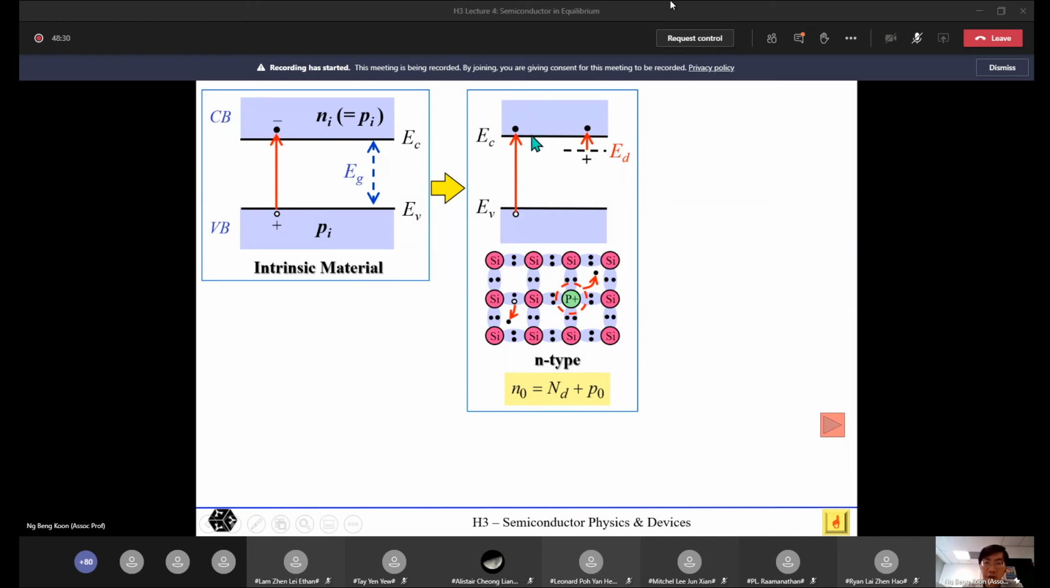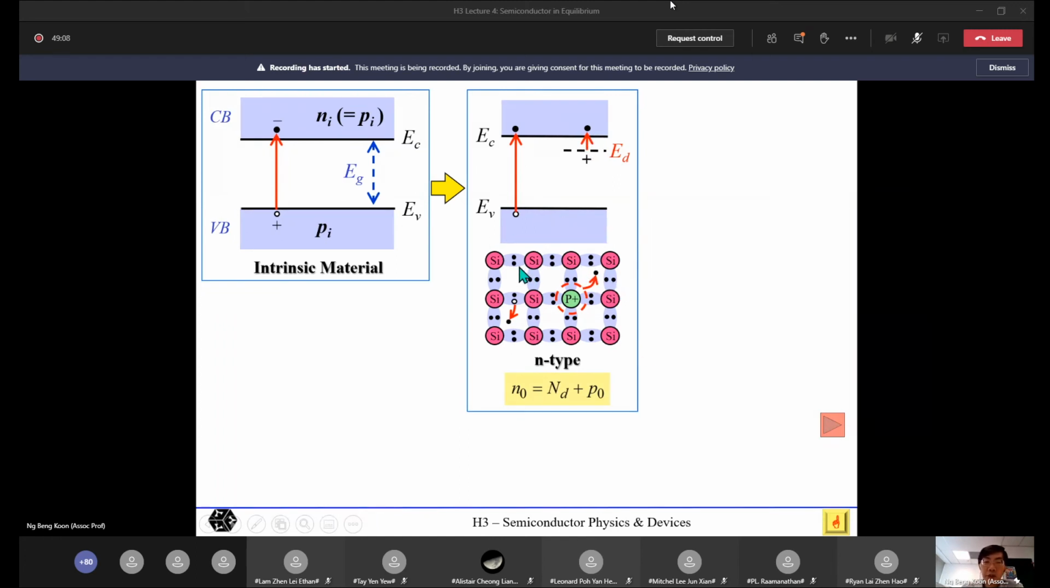So you still have this band-to-band transition where one electron from a silicon-silicon bond can break off to become a free electron, leaving behind a hole. This process is still there. But if you compare this and the ionization of the dopants, the ionization of dopants occurs more readily because the barrier to the conduction band is a lot smaller. So as long as you have a little bit more thermal energy, this impurity dopant will ionize very easily.